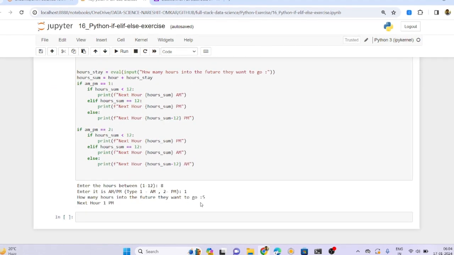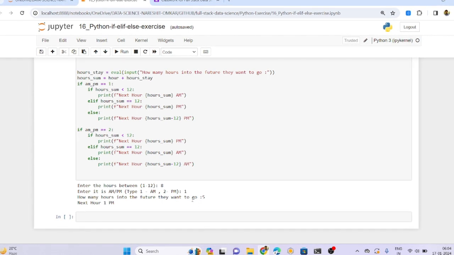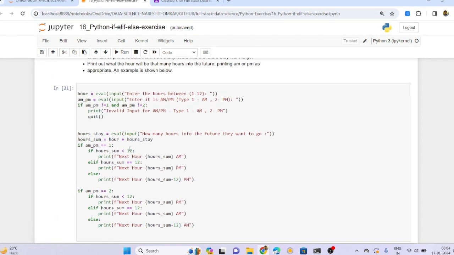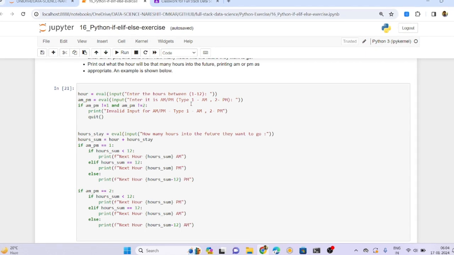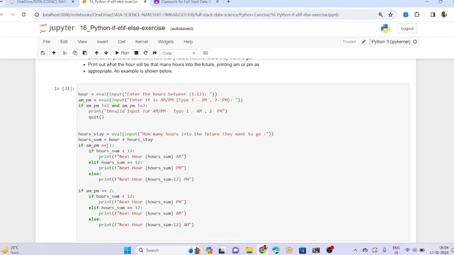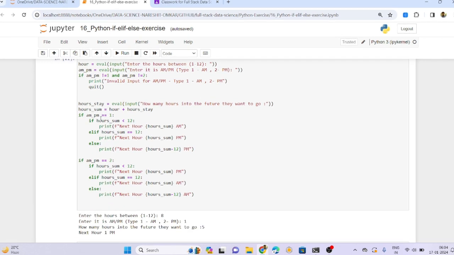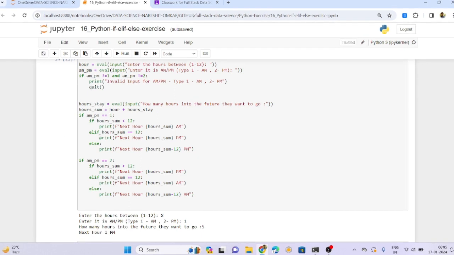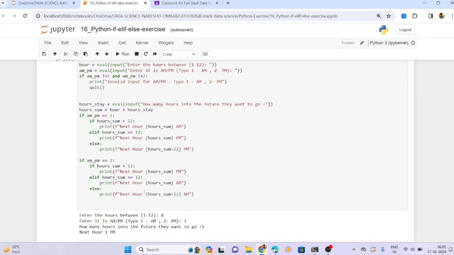So 8 plus 5 will become 13. Now we divide by 12; after 12 after AM, we try to get the next one, which will be PM. So this is where I have done it. If the user does not enter type 1 or type 2, we give an error and exit. I am adding this, and what I am doing is, if it is already AM, then after 12 we get PM. If it is already PM, after 12 we get AM. So this is the logic I have made.